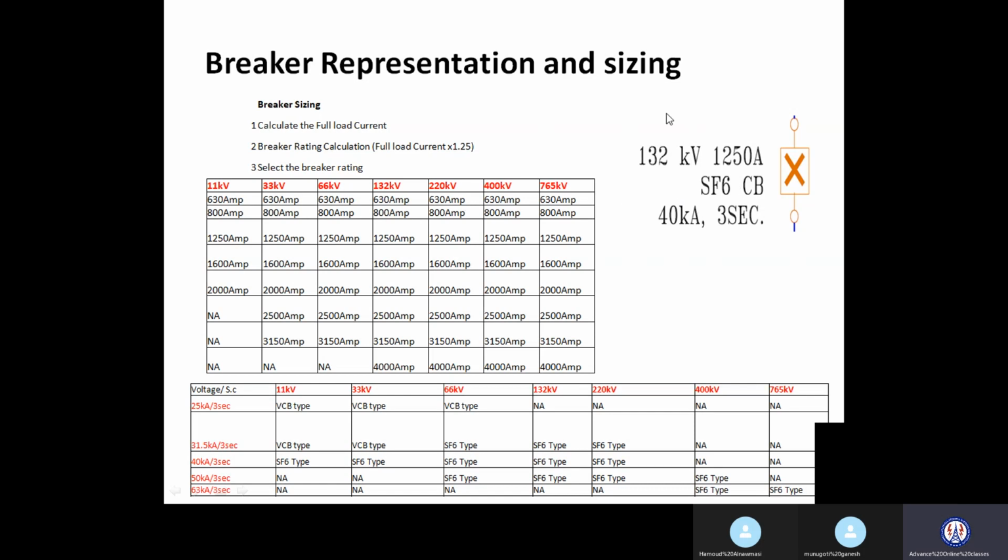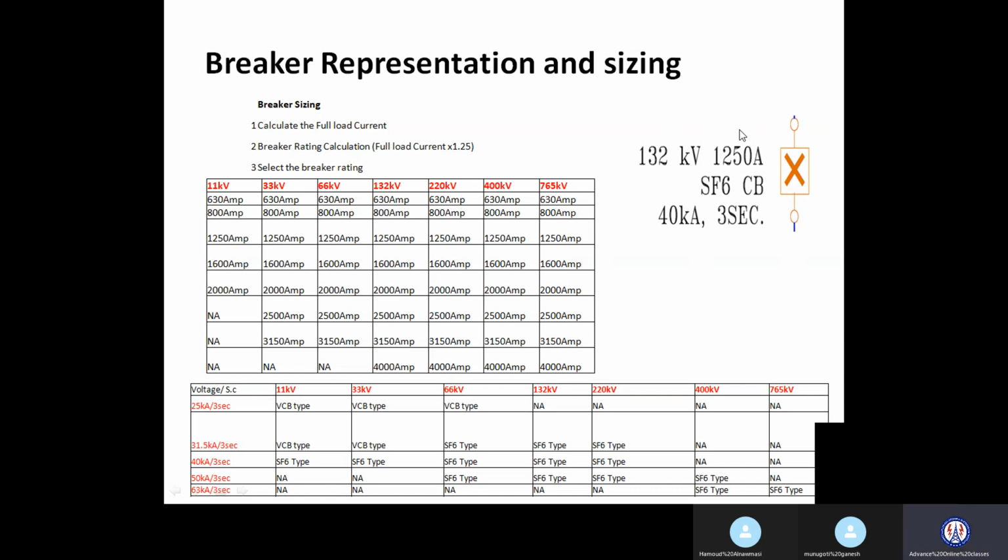How do we first decide the voltage rating of the breaker? For example, you are installing this breaker in a feeder, and that feeder voltage rating is 132 kV. So what is the voltage class of your breaker? 132 kV. So the voltage rating of your breaker is equivalent to the feeder voltage. Whatever your feeder voltage is, that is the voltage rating of your breaker.